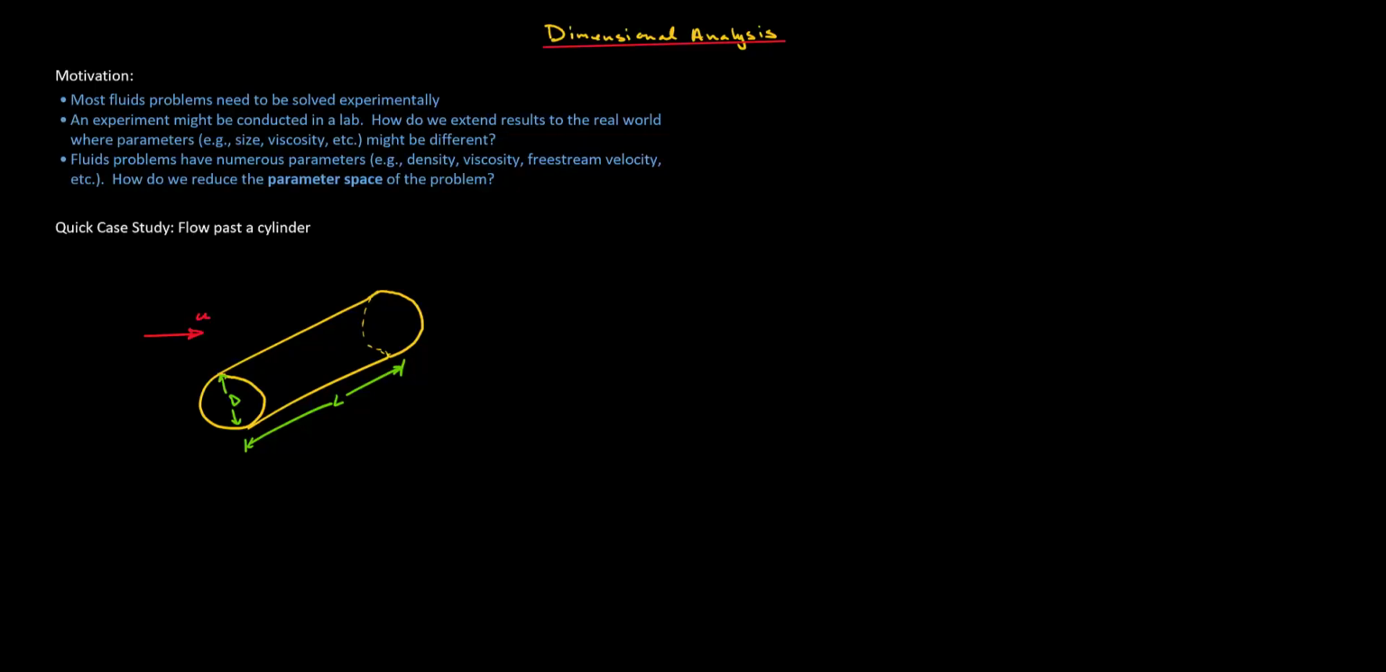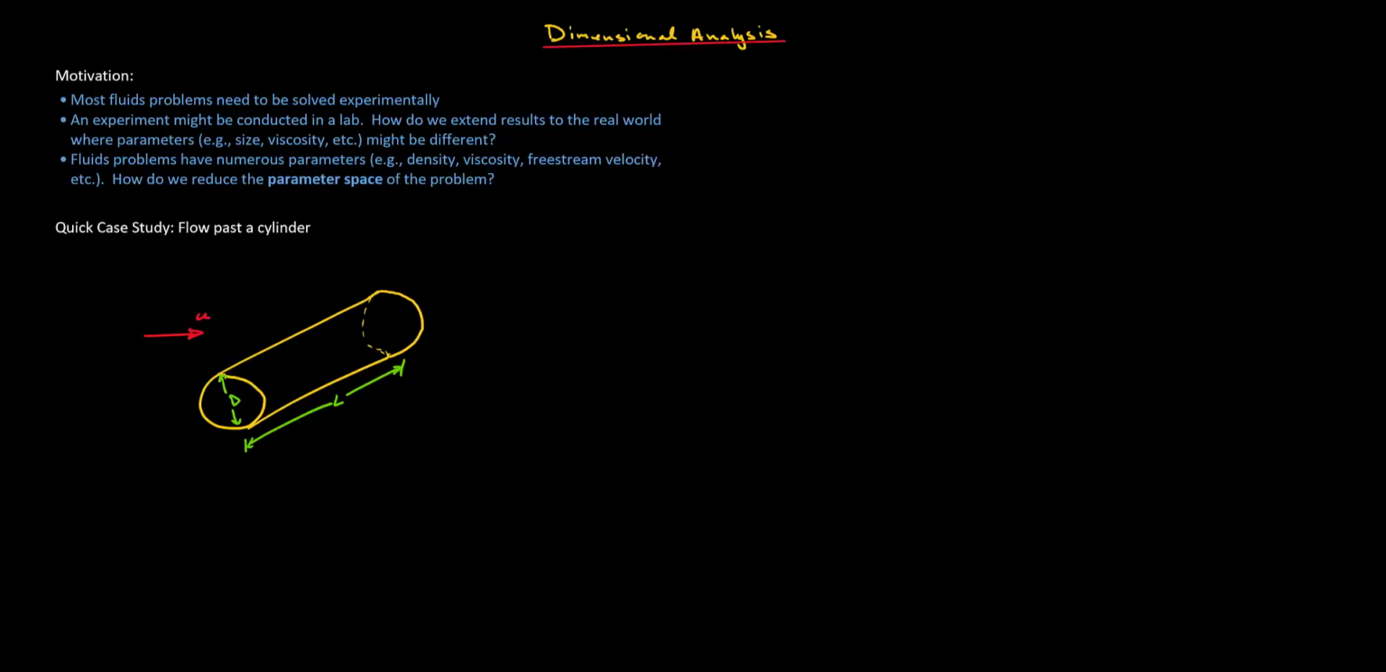How do we extend these results to the real world where parameters such as the size, viscosity, density in the lab might be different to these similar parameters in the real world? In addition, fluids problems have numerous parameters, right? So density, viscosity, free stream velocity, things like that. How do we reduce the parameter space of the problem?